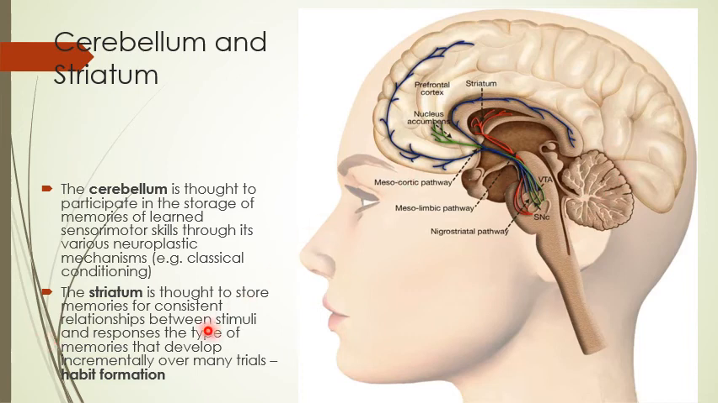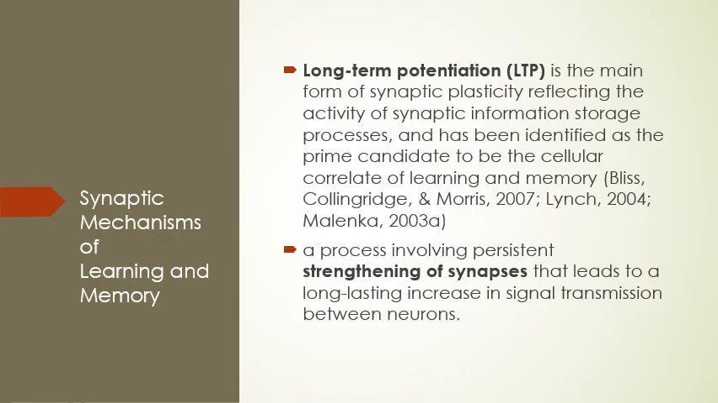The striatum is thought to store memories for consistent relationships between stimuli and responses, the type of memories that develop incrementally over many trials. In other words, habit formation. So our habits are stored in the striatum. If it's your habit, for example, to exercise every morning or every afternoon, to pray every day, or to eat healthy foods, this is stored in the striatum. So those are some of the structures involved in memory storage.